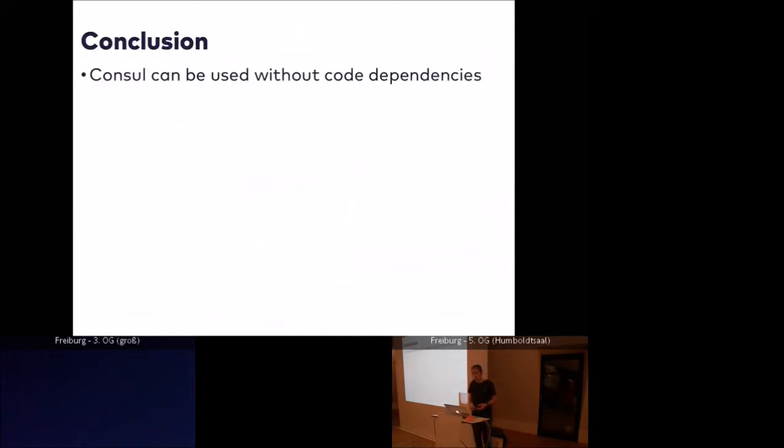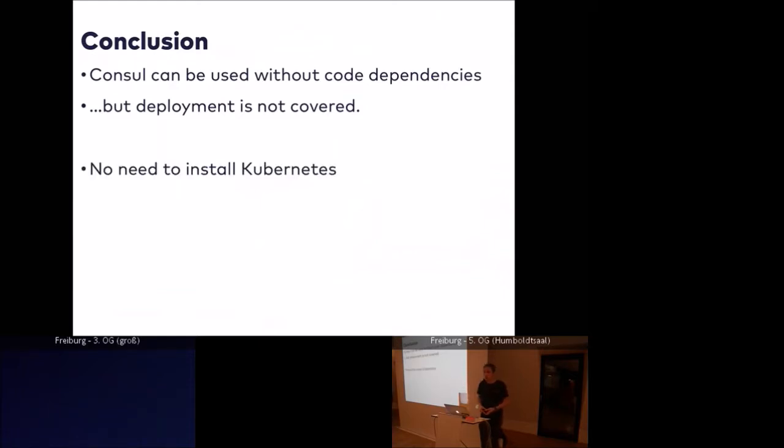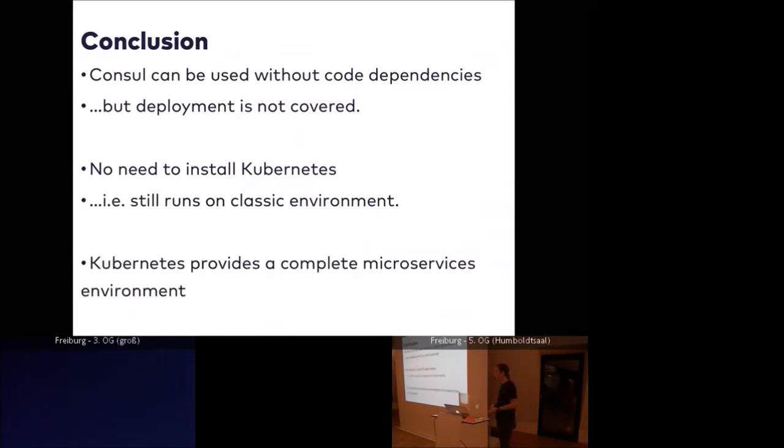So to conclude concerning synchronous communication, I am still using the asynchronous communication. For the synchronous communication, Consul could be used without codependencies, but deployment is something that is not covered, which is a good and a bad thing. It means that you can run Consul with any environment that you want, even bare metal if you want to. And you don't need to install Kubernetes, so you can still run it on a classical environment. And Kubernetes is basically a very complete microservices environment that doesn't introduce any codependencies. So that's what this is about.